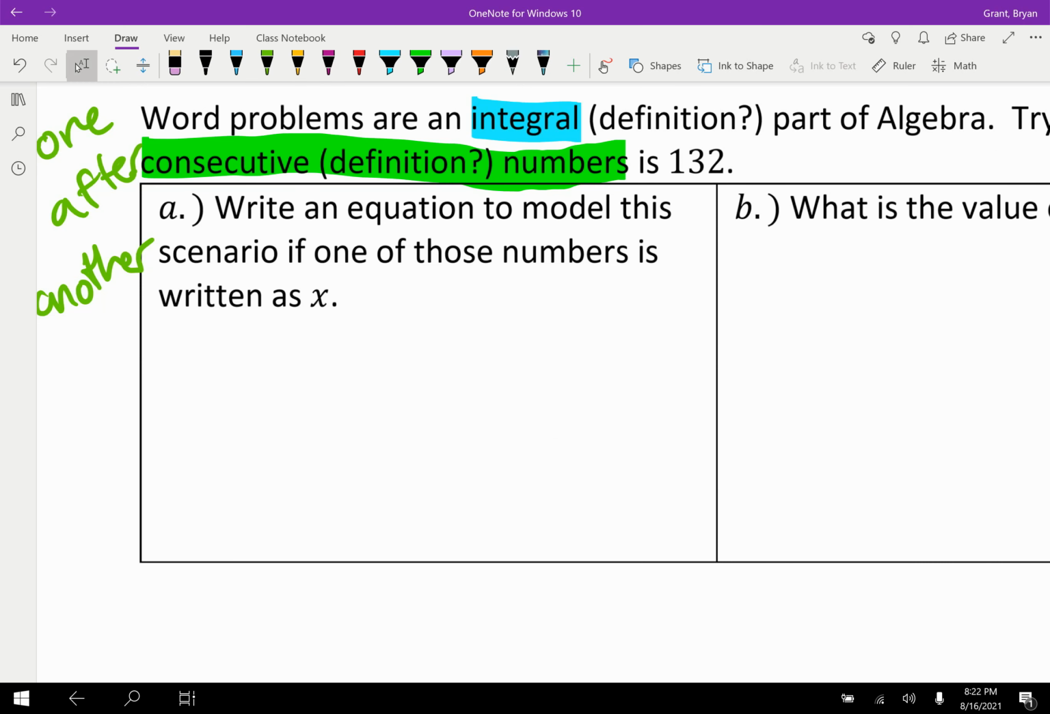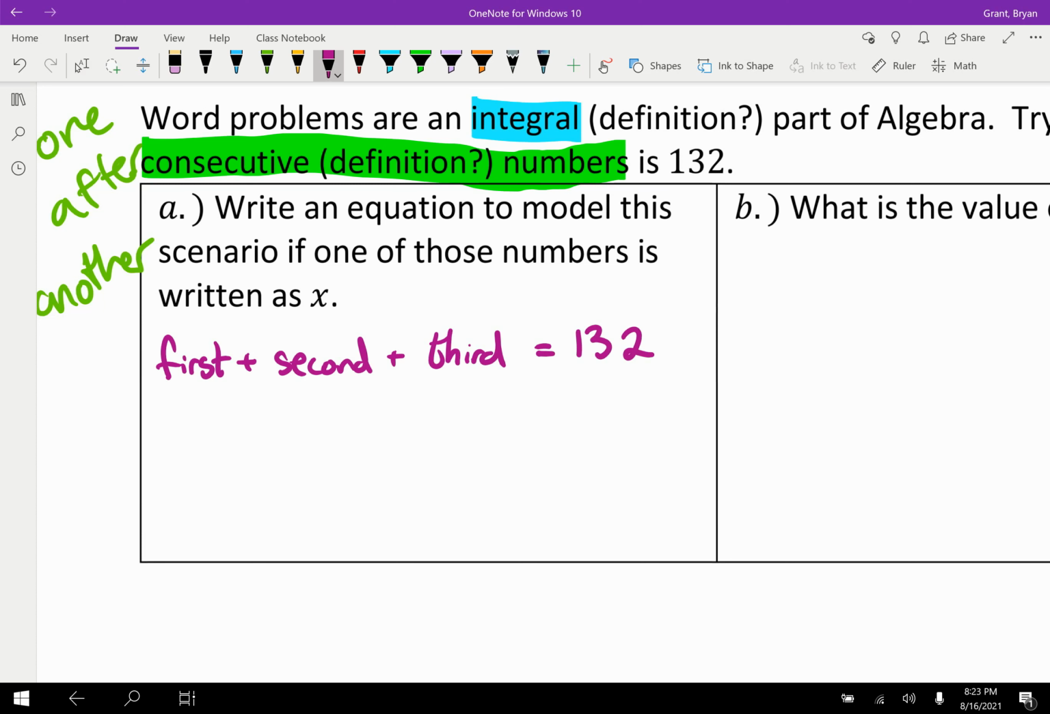So let's start with words. Always easier to start with words. Write an equation to model the scenario where one of those consecutive numbers is x. Well, we have our first number plus our second number plus our third number. We're summing 3 consecutive numbers, and we know the sum is 132.